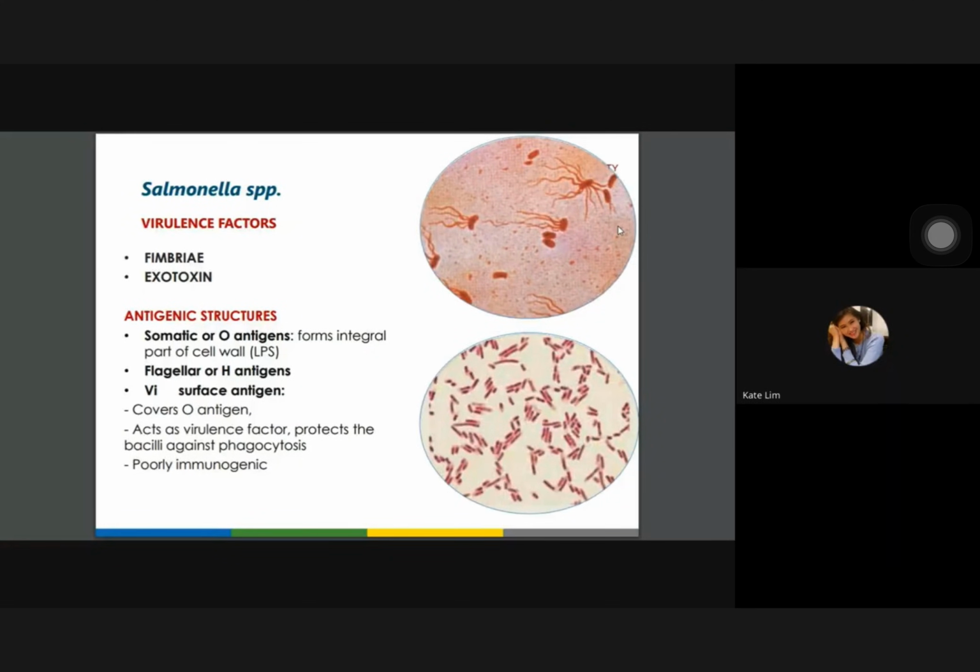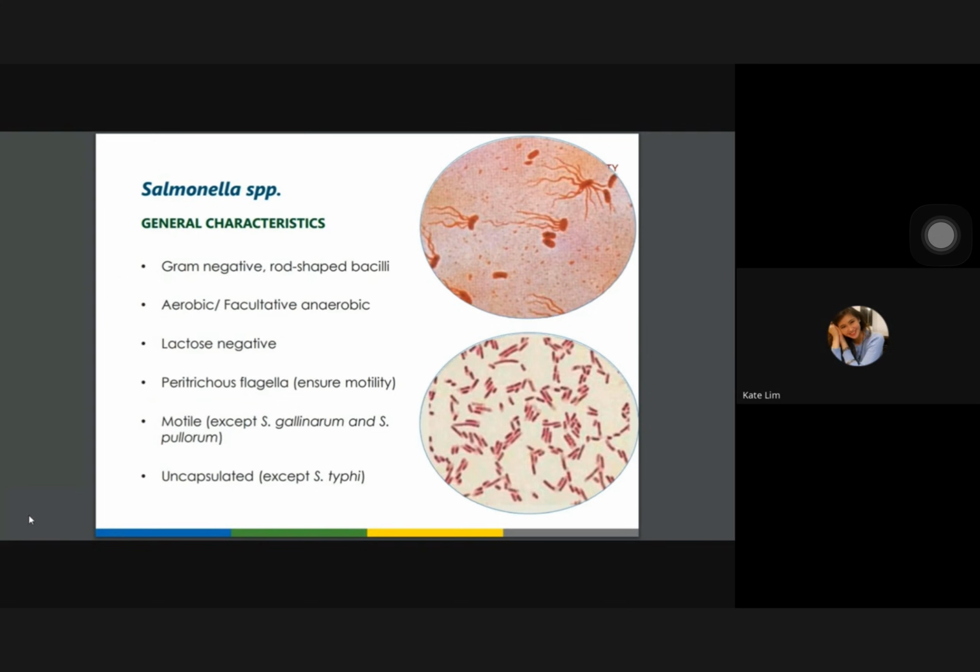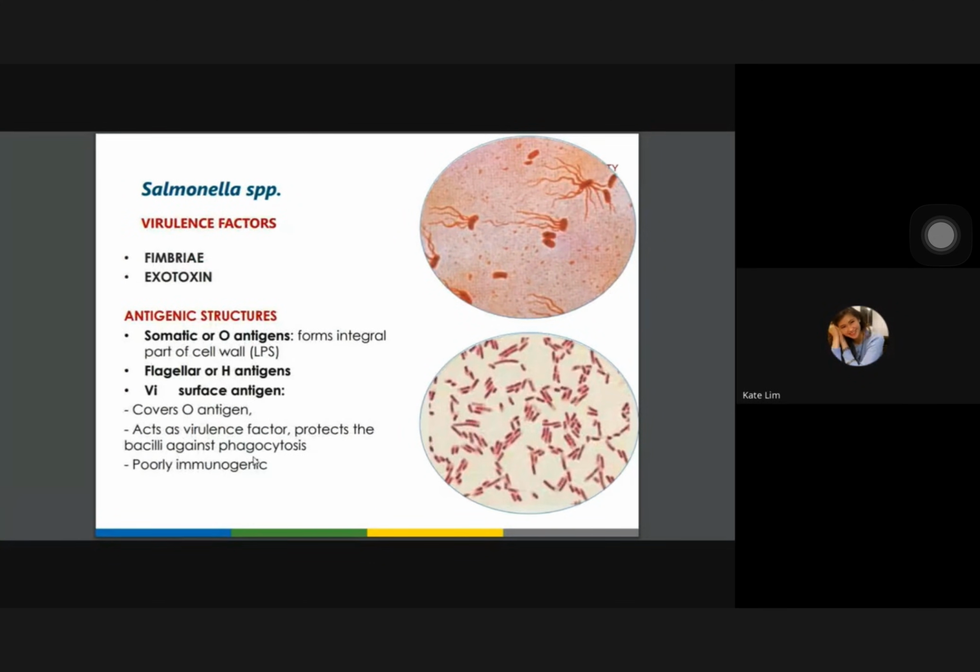How about this next antigen, the Vi surface antigen? If you remember, your Vi surface antigen is a subclassification of your capsule antigen. So the Vi surface antigen is a capsule antigen. It also acts as a virulence factor. If your Salmonella is capsulated, as you can see here, most Salmonella are uncapsulated except Salmonella typhi. So if it has a capsule, the name of its surface antigen is the Vi antigen. And again, if the bacteria has a capsule, it is used for inhibiting phagocytosis. It is used against phagocytosis.